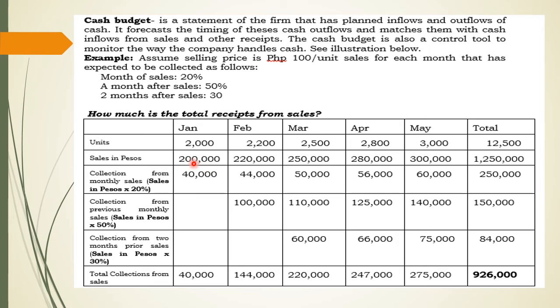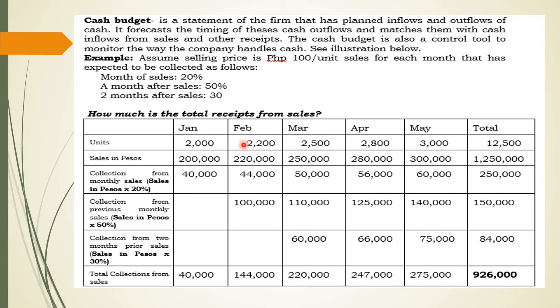Kung atong binisayon pagyod, binisaya naman to, 200,000 ang halin. Meaning, kolektahan og 20% sa imong halin diha. Mao na ang collection sa imong halin. 40,000 nga cash.